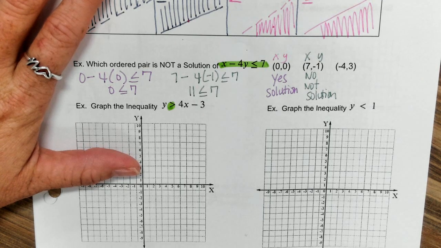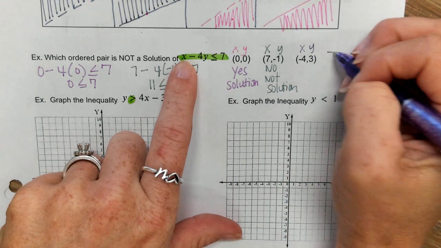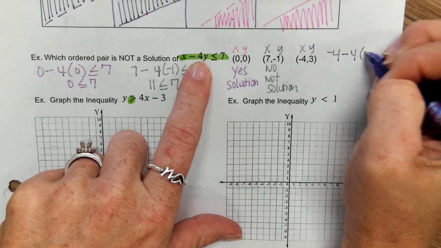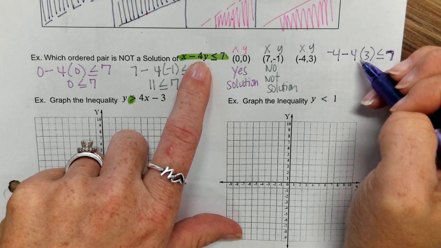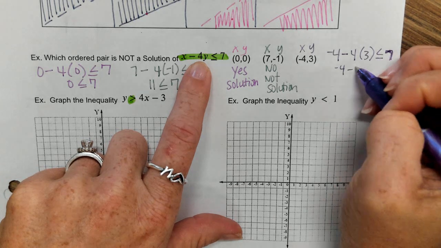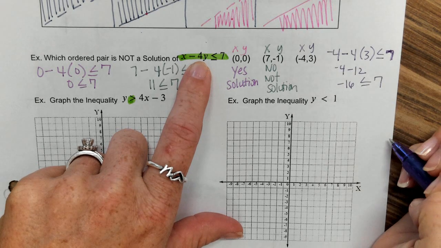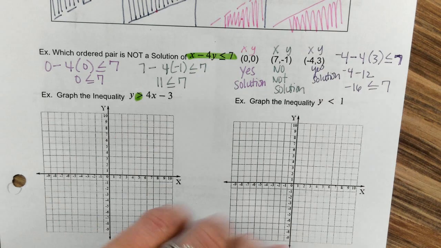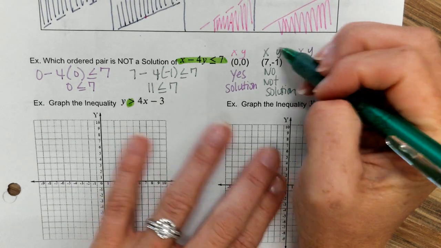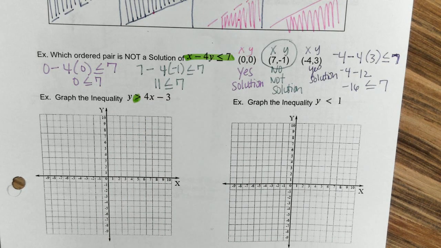All right, let's do one more. Let's go do this one. This is the x, this is the y. I would say, is negative 4 minus 4 times 3 less than or equal to, oh, that's a 7. Well, negative 4 times 3 is negative 12, and negative 4 minus 12 is negative 16. Is negative 16 less than or equal to 7? So yes, this is a solution. So the question said, which of the ordered pairs is not? So this would be my answer. It is not a solution because it would not fit in the shaded area. Do you have any questions on that?